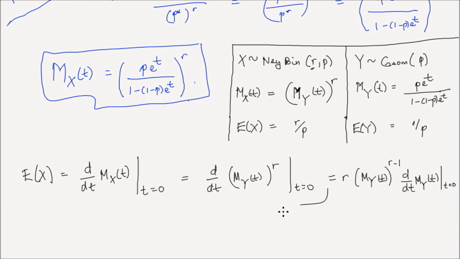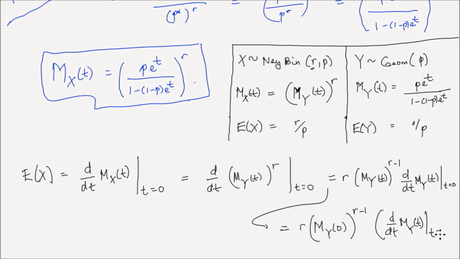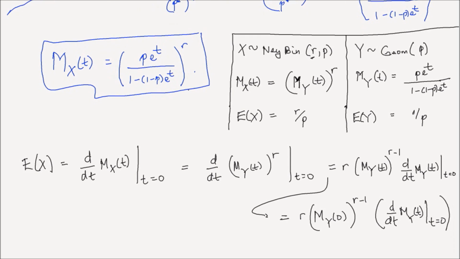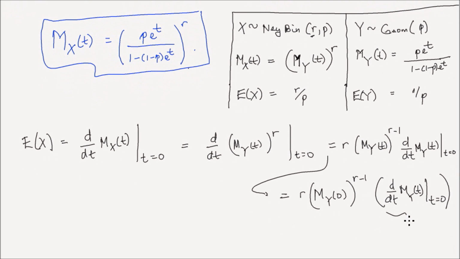Now, this is equal to r multiplied by M_Y(0) to the power of r minus 1 multiplied by the derivative of this geometric random variable MGF evaluated at t equals 0. Okay, we're almost there. We know what this is. That is the expected value of this random variable Y, because the derivative with respect to t of the MGF of Y evaluated at t gives you the expected value. So that's 1 over p.